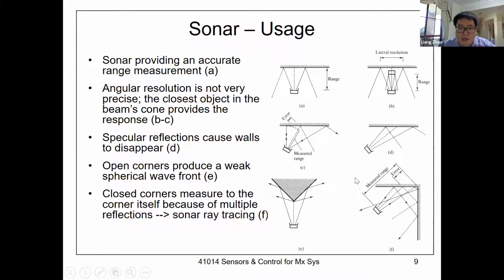And in some of the cases, the specular reflection will cause the walls to disappear. And also, if you use a sonar in a corner, there will be multiple reflections, and it will cause an error on the distance as well. So those are some issues of the sonar.